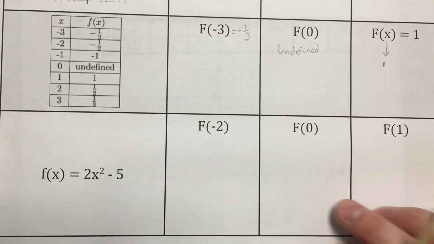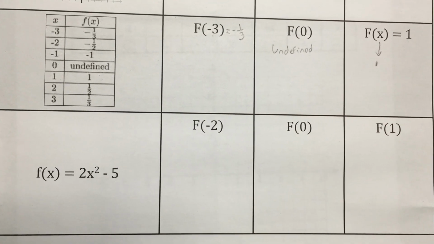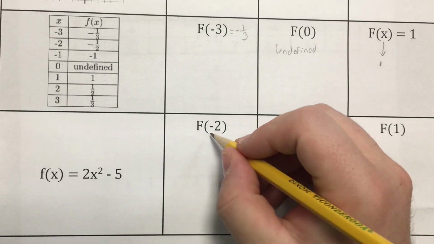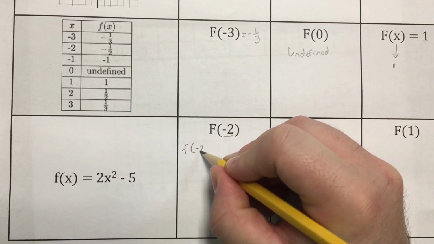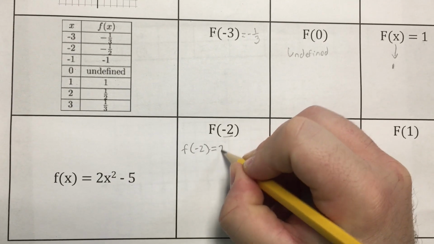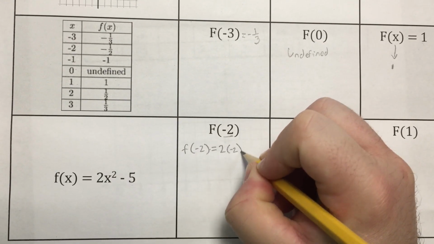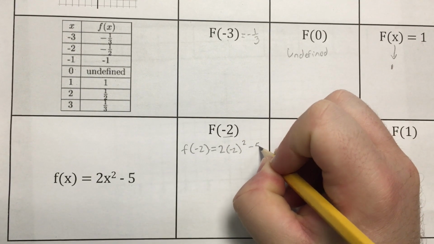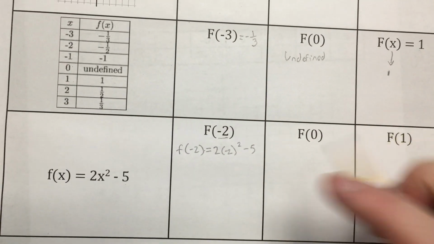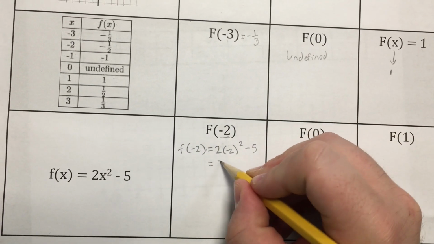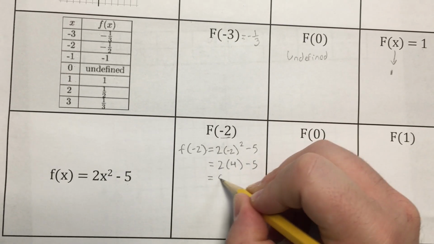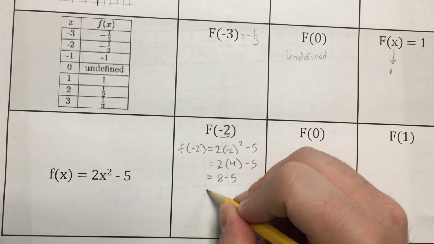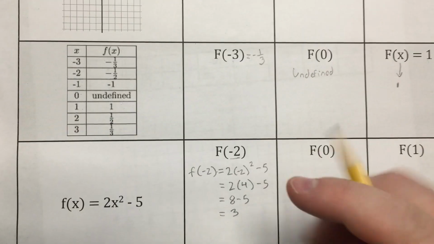Now let's look at an equation. So the equation is going to require for us to actually evaluate some of these values to figure it out. So we're going to have to evaluate negative 2. So I substitute. Negative 2 squared becomes a positive 4. 4 times 2 is 8. 8 minus 5 is 3. So f of negative 2 is 3.